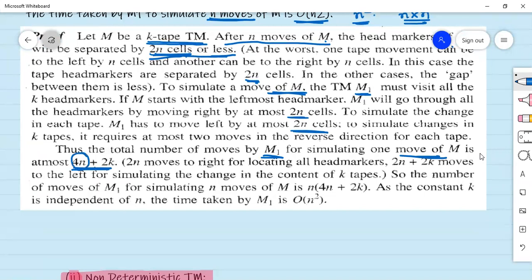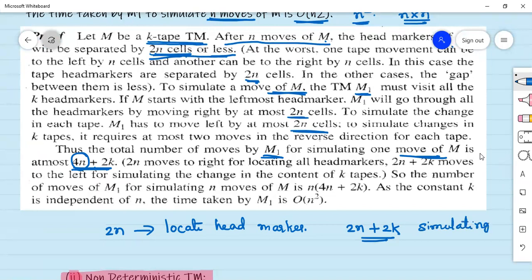Why 4n? 4n because 2n moves to locate the head marker, and 2n plus 2k moves for simulating the change.